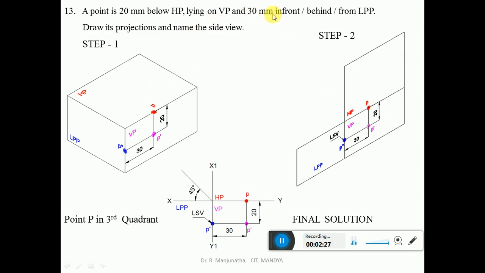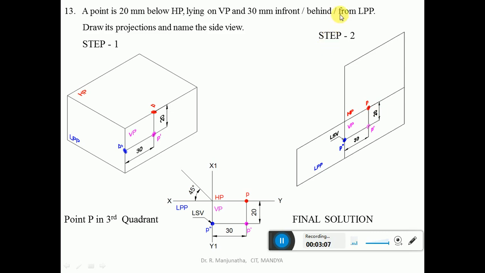Here the distance with respect to the profile plane, that is behind LPP, is seen in both HP and VP. So you take 30 mm in HP and also 30 mm on VP, and draw a vertical projector. Then the distance below HP is seen in VP. Since the image is on VP, you get the front view. You mark that as P dash. And lying on VP, the point will be on HP, so on the XY line you get small p.